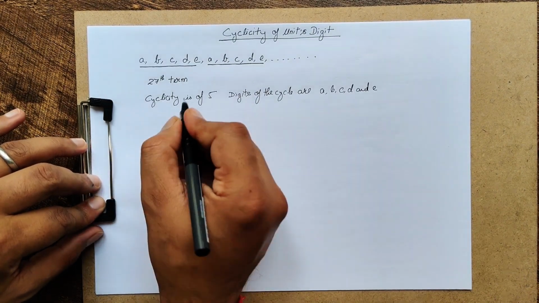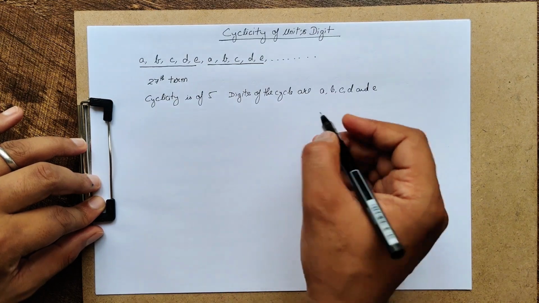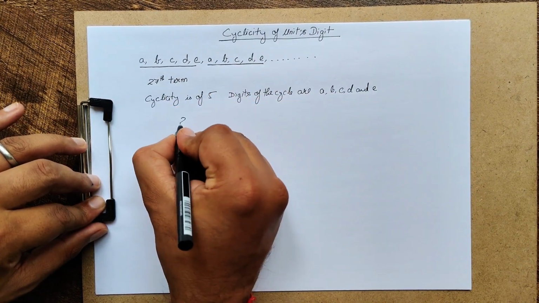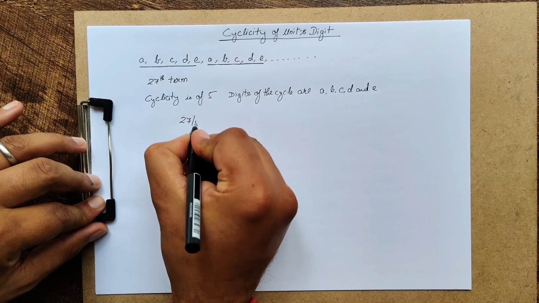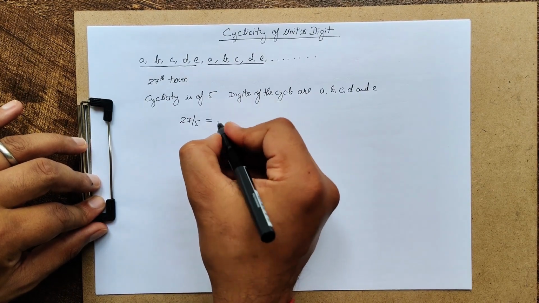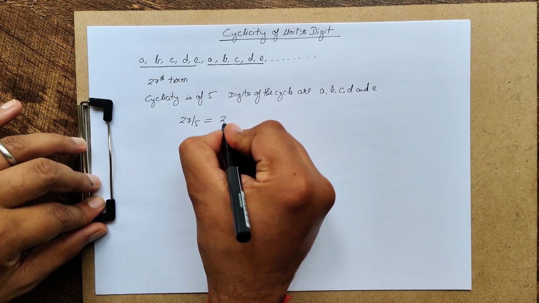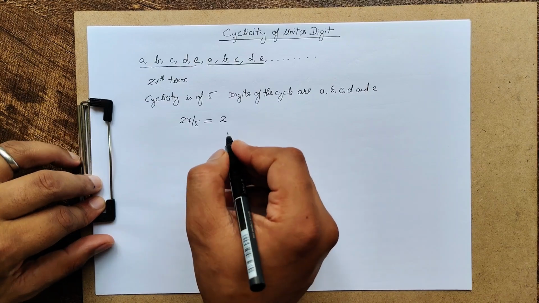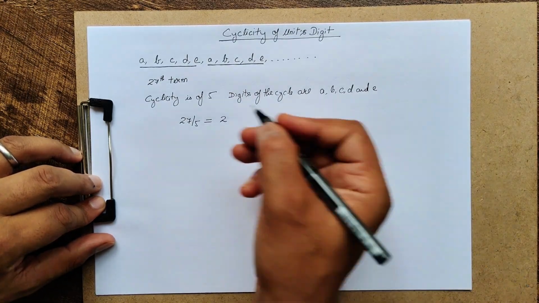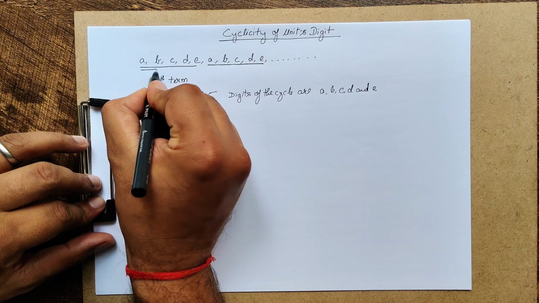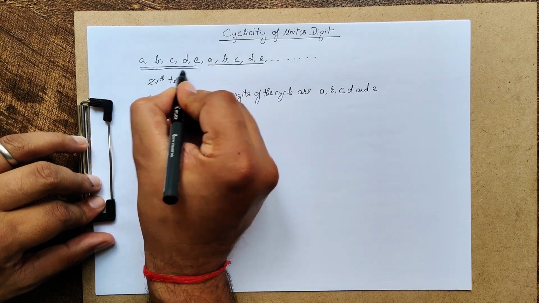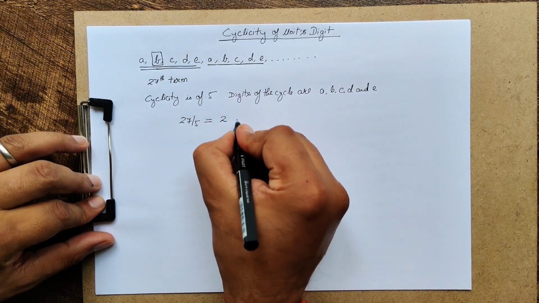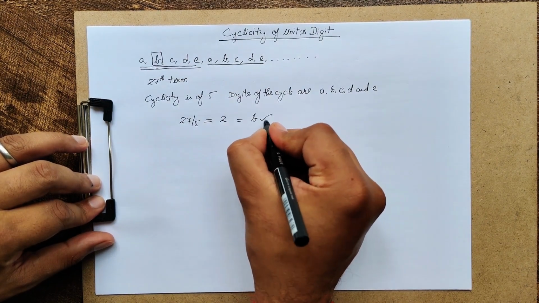So to find the 27th term, since the cyclicity is 5, we will divide 27 by 5. The remainder we get is 2, which means that the second term of the cycle will be the answer. So what is the second term of the cycle? The second term of the cycle is B. So the answer is B.